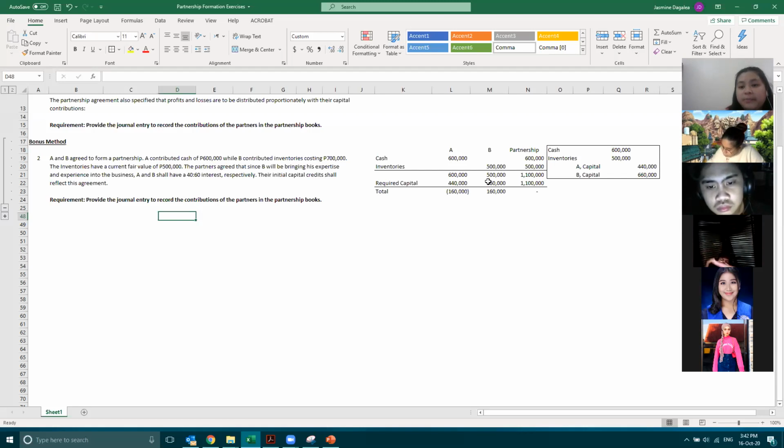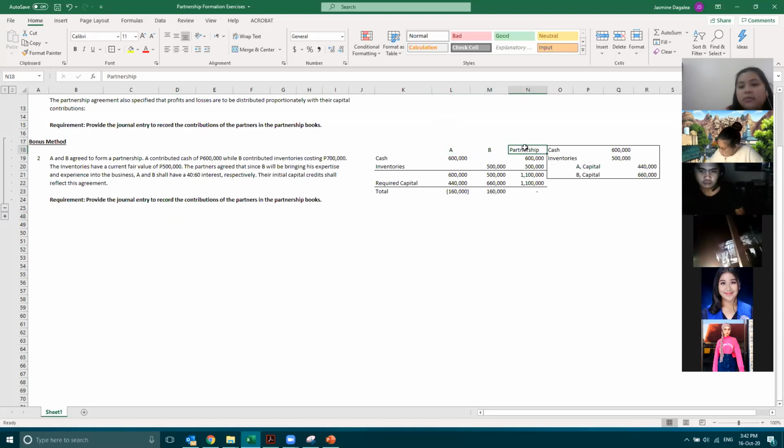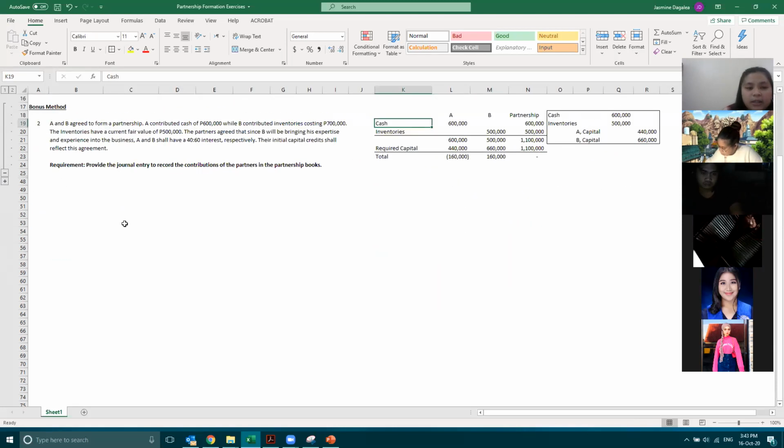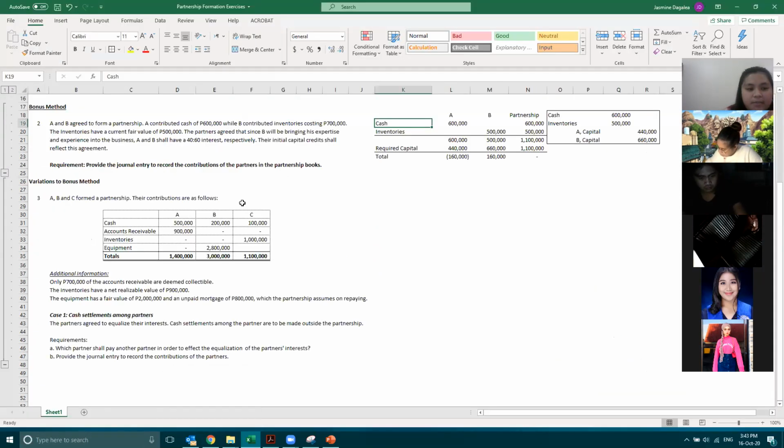So, ganito kayo mag-plot pag nagsosolve para hindi kayo mawala or malito. I-plot nyo yung list ng names ng partners at yung anong i-extend sa partnership books. I-plot nyo yung mga investments, cash, inventories, receivable, lahat. Okay, clear? Clear, ma'am. Next problem.